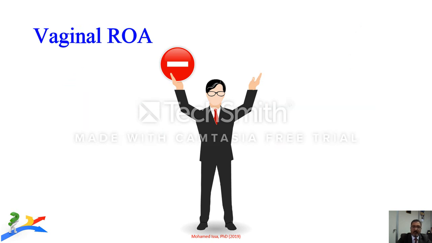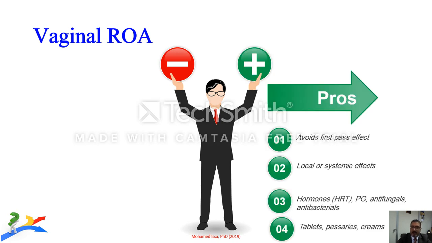Vaginal route of administration. Again, with the vaginal route, we can get local and systemic effects. In most cases, we target local effects. Many drugs can be used. We can use anti-inflammatory drugs, antiseptics, sometimes antifungal drugs, treating fungal infections. Hormones can work either locally or they can be absorbed through the vaginal mucosa. Some drugs, the prostaglandins, can be absorbed and we can get a systemic effect following vaginal administration.